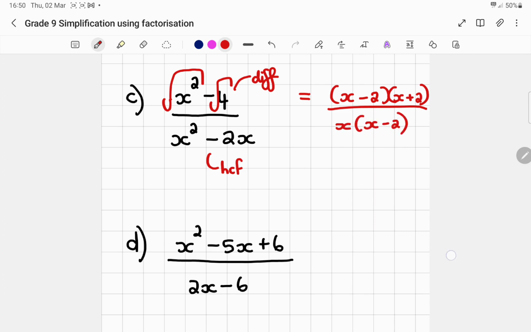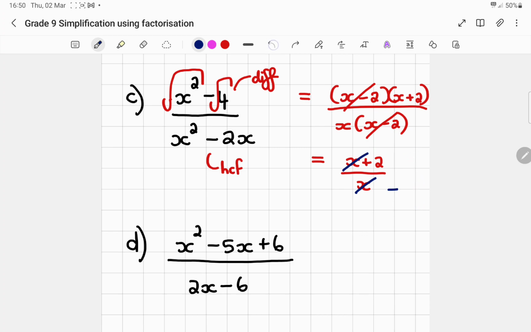What is left? X minus 2. So those two will cancel out, and then I've got x plus 2 over x. And then some people will go and say, oh, the x's cancel out, it's 2. No, no, no.